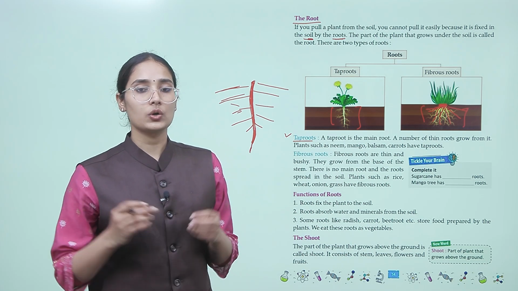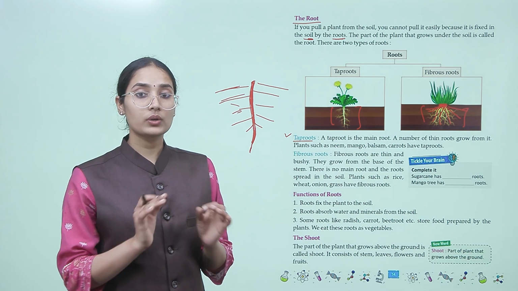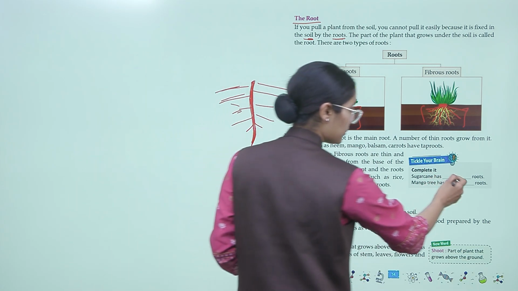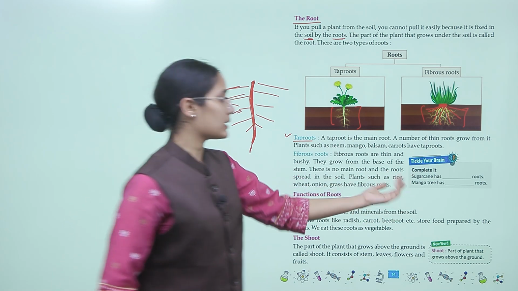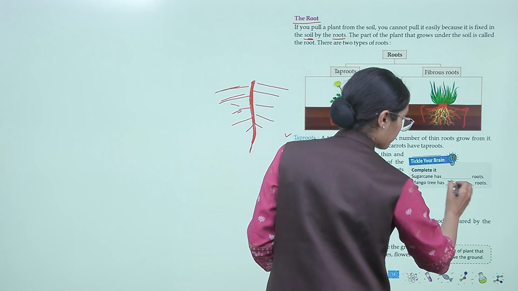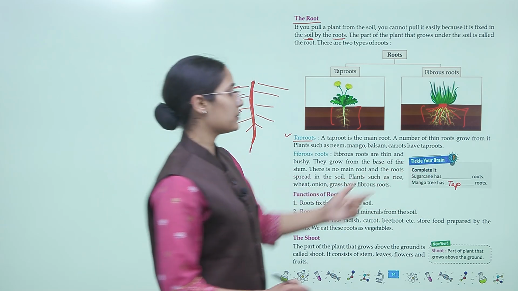Alright. Now quickly let's do just a fill in the blanks. Sugarcane has what type of root and mango has what type of root? So mango has a tap root, okay, and sugarcane has fibrous root.